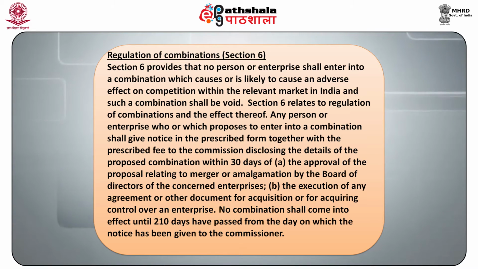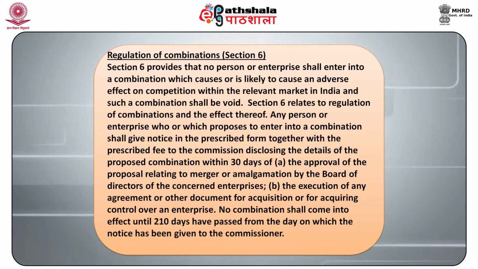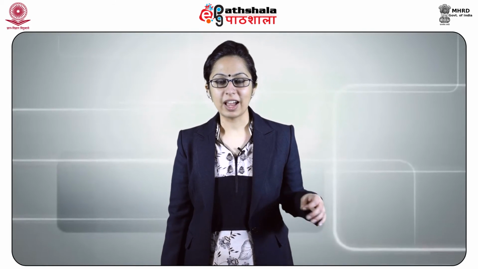No combination shall come into effect until 210 days have passed from the day on which the notice has been given to the Commission. The Commission, on receipt of the aforesaid notice, shall deal with it as per sections 29, 30 and 31 of the Act. Section 29 deals with the procedure for investigation of combination. Section 30 empowers the Commission to examine such notice and form a prima facie opinion as provided in section 21, subsection 1 of the Act. Section 31 provides for the order of the Commission on certain combinations.